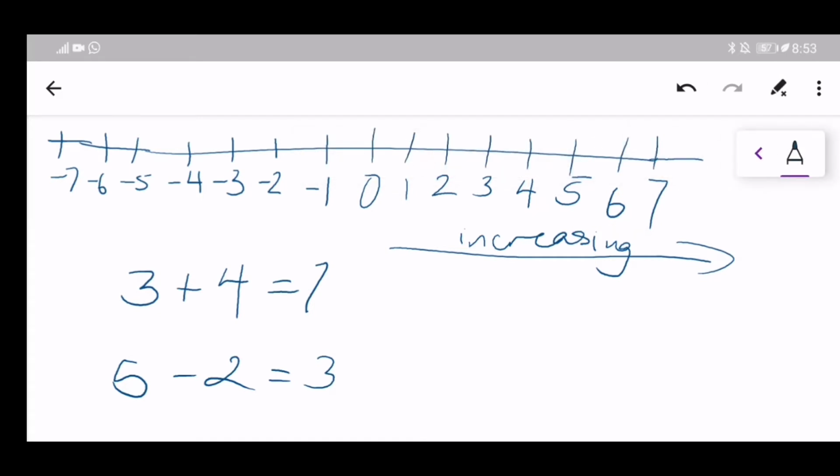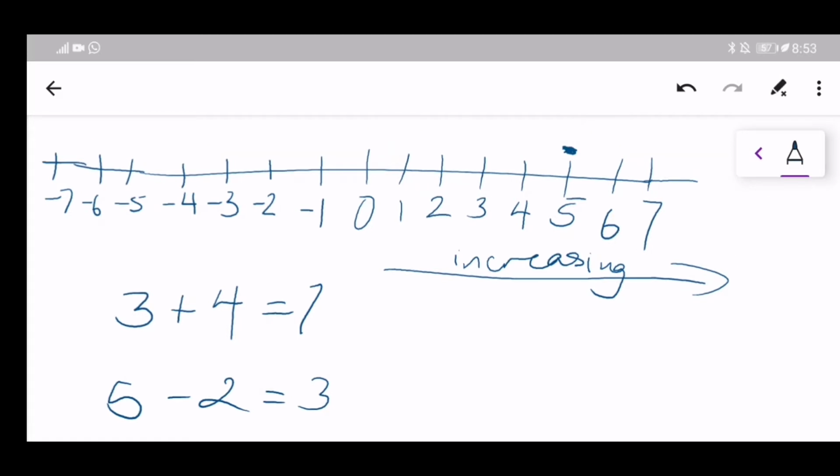But let's look at the subtraction one. You're starting from number 5 and you're subtracting 2 from it, which means we're going this way, or we are decreasing. So we're starting from 5 and we're going that way 2 times. 1, 2. So we ended up at 3.